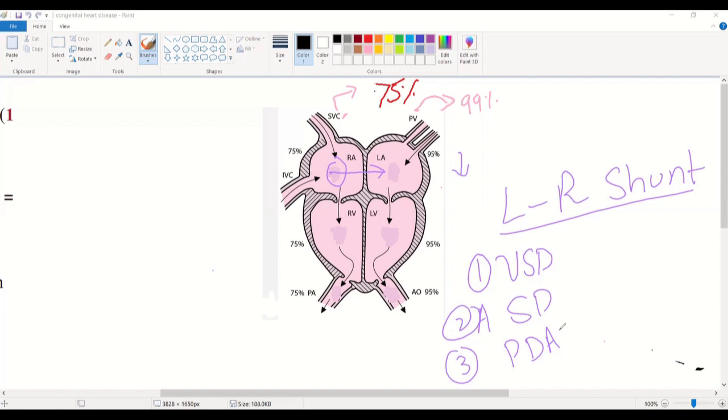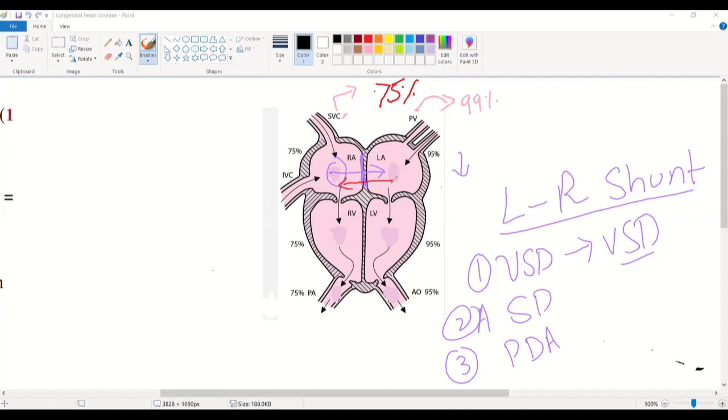Okay, so the most common congenital heart disease is VSD, right? Yes. So the VSD is basically a defect in the ventricular septum. Ventricular septal defect. So there is a defect in the ventricular septum, right?